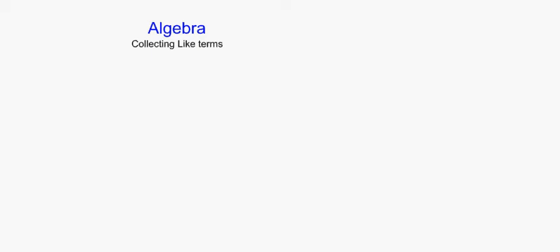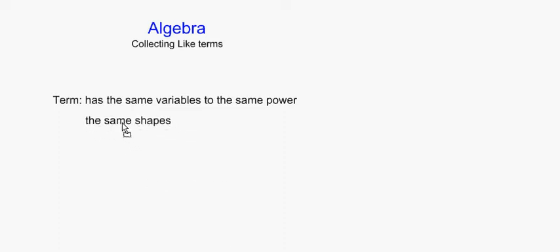In this segment on algebra, we're going to be talking about collecting like terms. And so the question is, what's a term? How is it like? And how do you collect them? In mathematical terms, we often say a term is something that has the same variables to the same powers, which is a fancy way of saying it's something that has the same shapes.